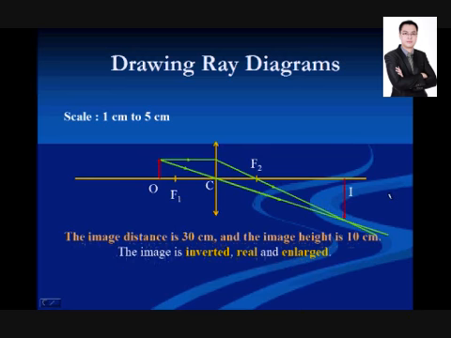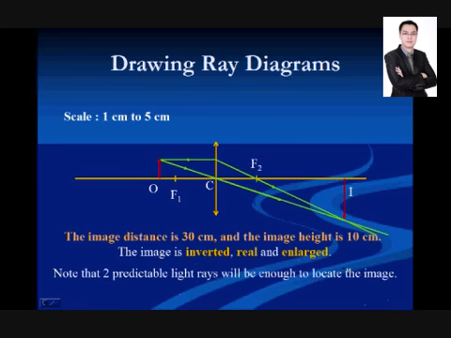The conclusion we can come to from here is that the image distance is 30 cm and the image height is 10 cm. These numbers are obtained by using actual measurement. You can try this on a piece of paper. You should be more or less getting the same numbers. And to describe the image, it is inverted, real, and of course enlarged, because the image is obviously a larger size than the object. One more point to take note of is that you only need 2 light rays, which will be sufficient to locate the image. You don't need 3.